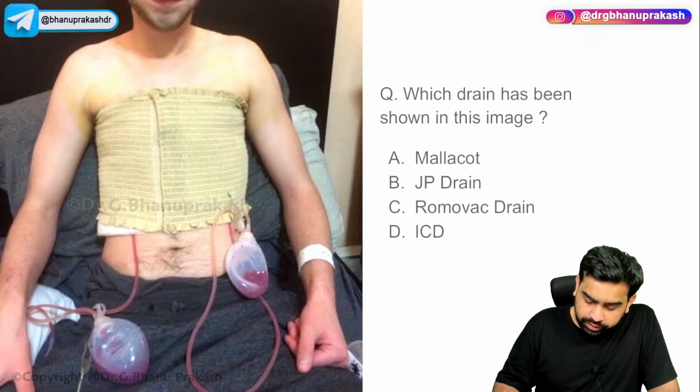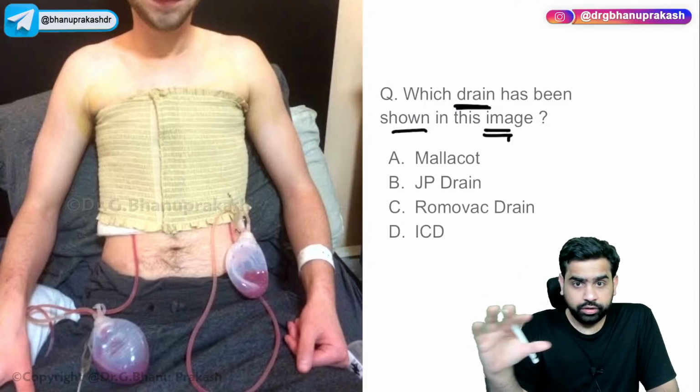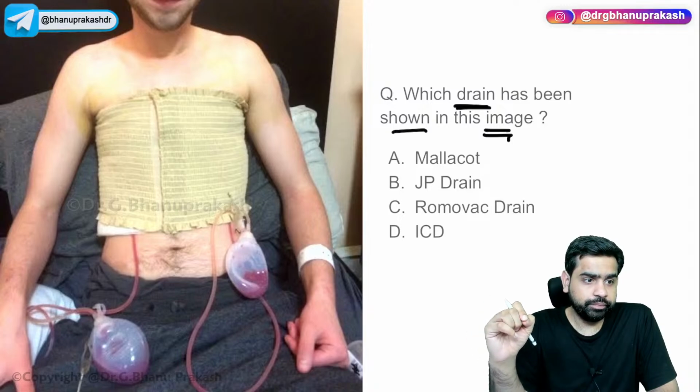So what is the drain? Which drain has been shown in this particular image? Is it a Malecot, a JP drain (Jackson Pratt drain), the Romovac drain, or the ICD? What exactly is this particular thing? Can you please help me with this?